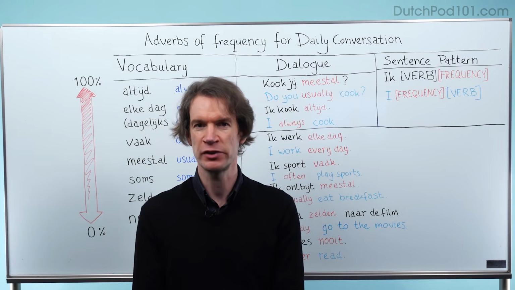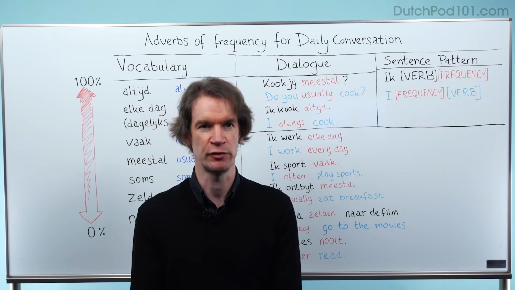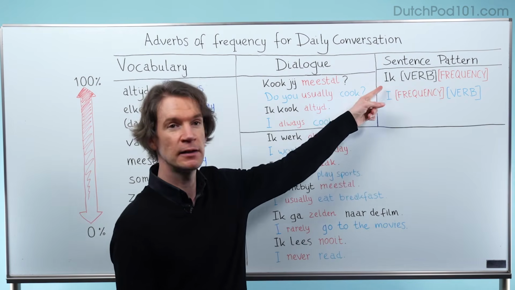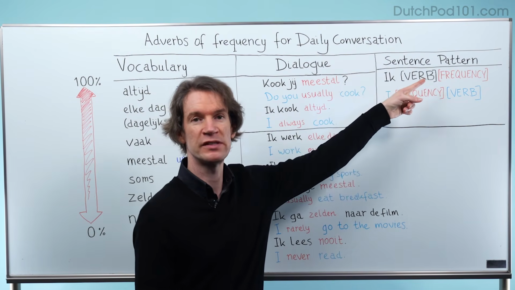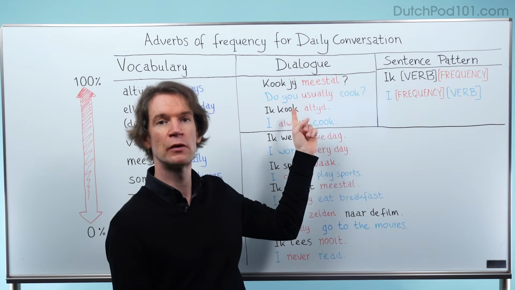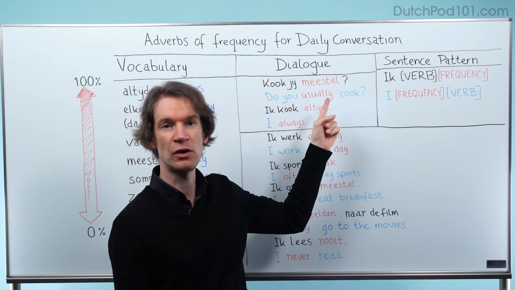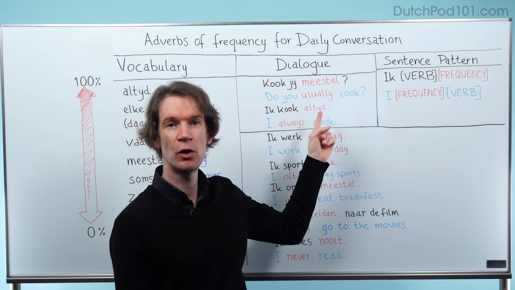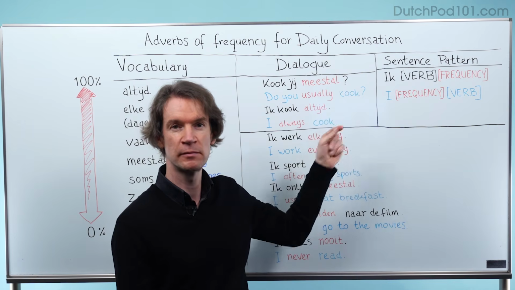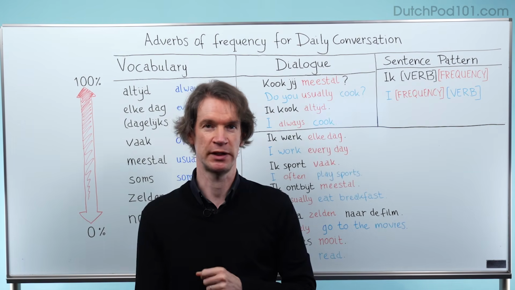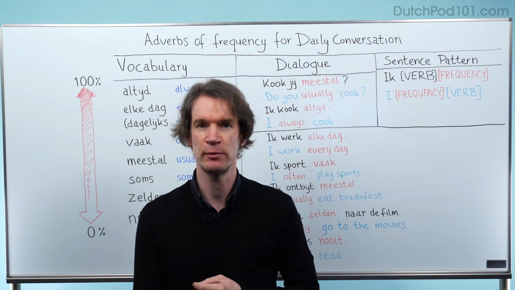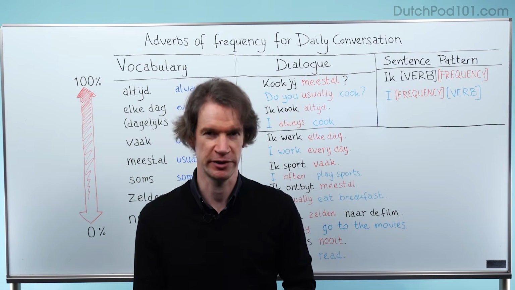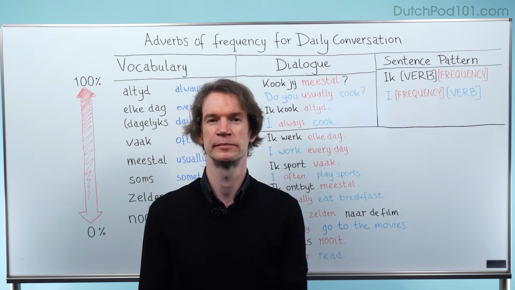You may have noticed that the verb usually comes before the adverb. Ik, verb, frequency. Kook jij meestal? Ik kook altijd. This is the opposite of the way it's done in English. Dutch often resembles English, but sometimes it's also very different, so be careful.